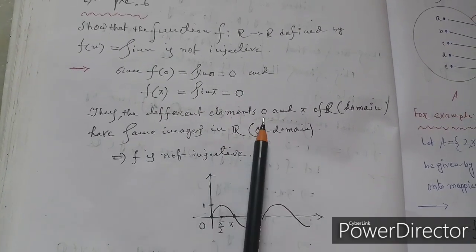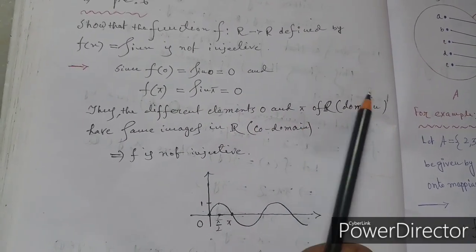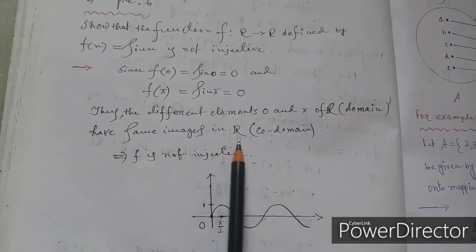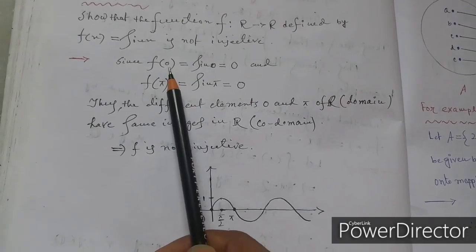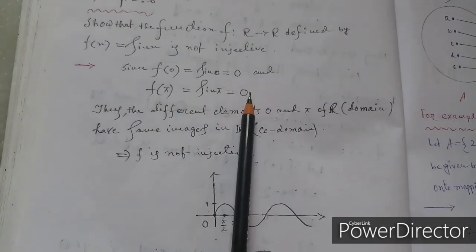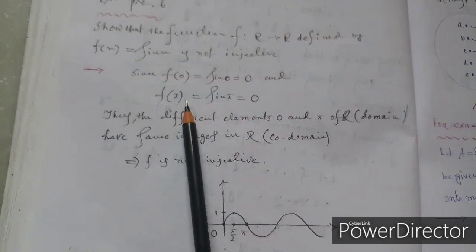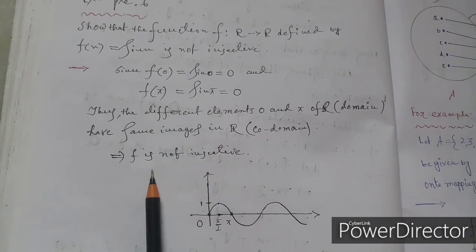So thus the different elements 0 and pi of R, that is the domain, have the same images in R. That same image is what? 0. That means 0 maps to 0, pi maps to 0. Got it? So 0 and pi are different elements of the domain. Thus it is not injective.